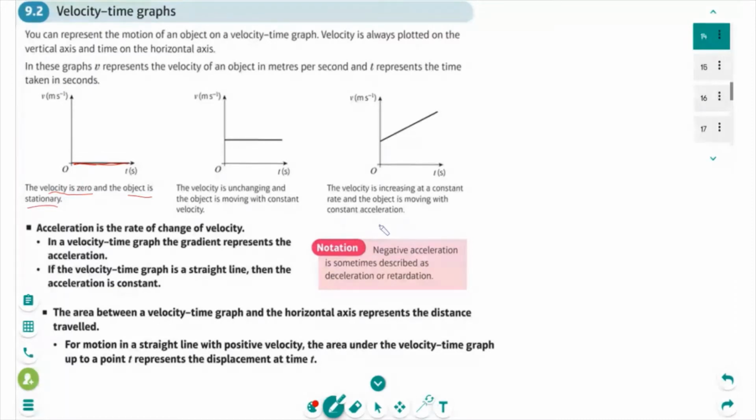Okay, so that's velocity 0. If you've got a horizontal line somewhere else, so here the object has some velocity, and the velocity is not changing, so the velocity is constant, then you just say the object is moving with a constant velocity. If an object is moving with constant velocity, the velocity is not changing, that means its acceleration is 0. So that also represents a equals 0. Acceleration is 0.